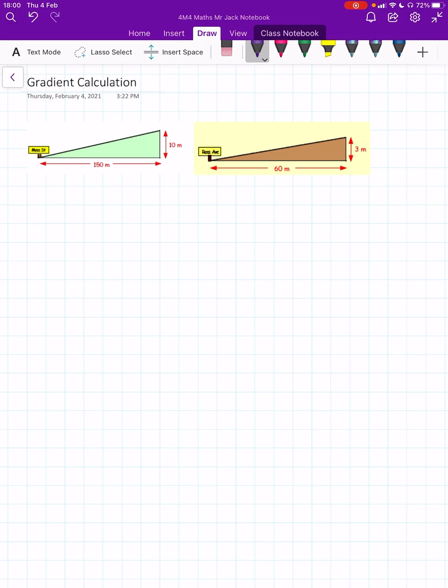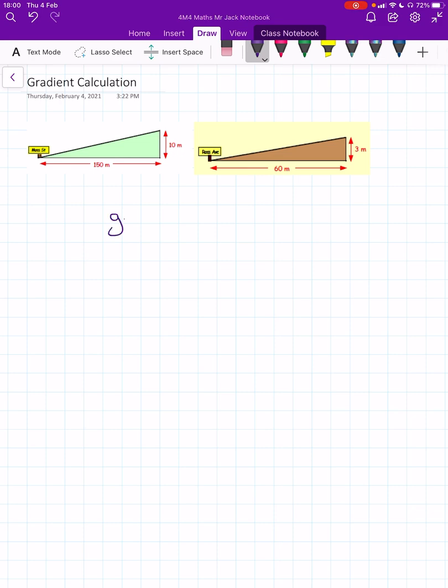So gradient gives us a way to describe steepness in mathematical terms. It allows us to put a number to it, and that means that we can compare different steepnesses of different things and we can validate things. So, for example, planning permission might require ramps to have no more than a certain gradient. That's a way we can use it. Okay, so it's actually quite a simple calculation.